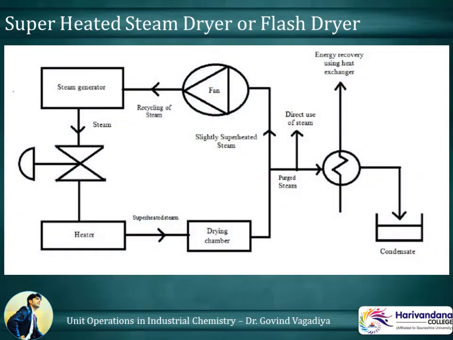Superheated steam dryer or flash dryer. A line diagram of superheated steam dryer can be observed on the screen. This dryer utilizes a stream of superheated steam from the bottom of the dryer. This dryer is also called flash dryer because a flash of superheated steam is used for drying purpose.